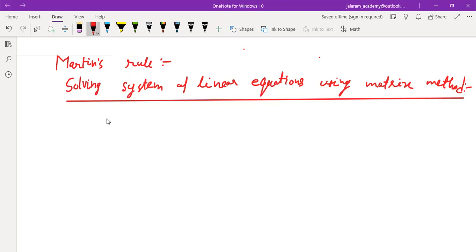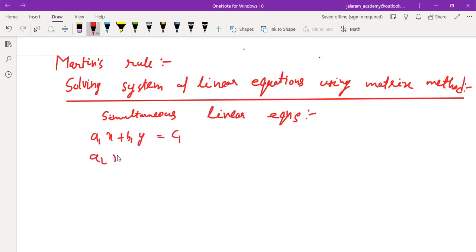So first we will discuss linear equation in two variables. We have studied in lower classes the method to solve simultaneous linear equations of two variables. Like a1x plus b1y equals c1, a2x plus b2y equals c2. So first we change them into a matrix equation.